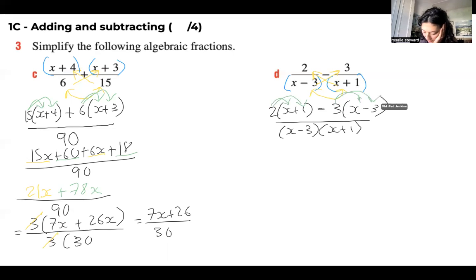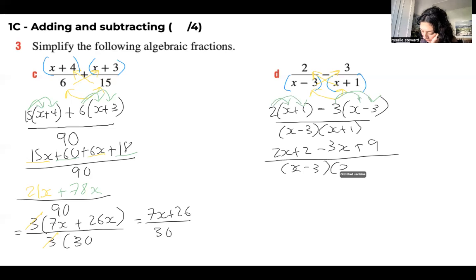Okay, and I'm going to be really careful here with my negative signs, because negative times negative is a positive. So 2x plus 2 minus 3 times x is minus 3x. Minus 3 times minus 3 is positive 9. Keep your denominator looking like this. All right, and then we add like terms. So we've got a 2x there, and then a negative 3x there. That's going to leave me with negative 1x, or just x. I've got a positive 2 and then a 9 there, so that's 11.